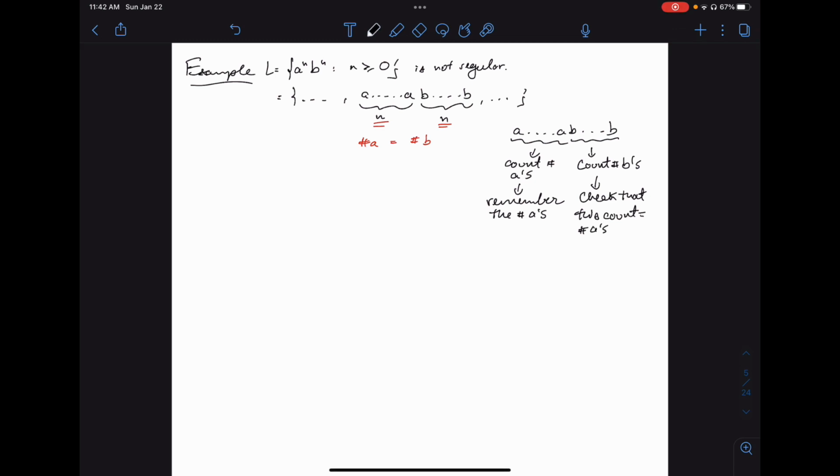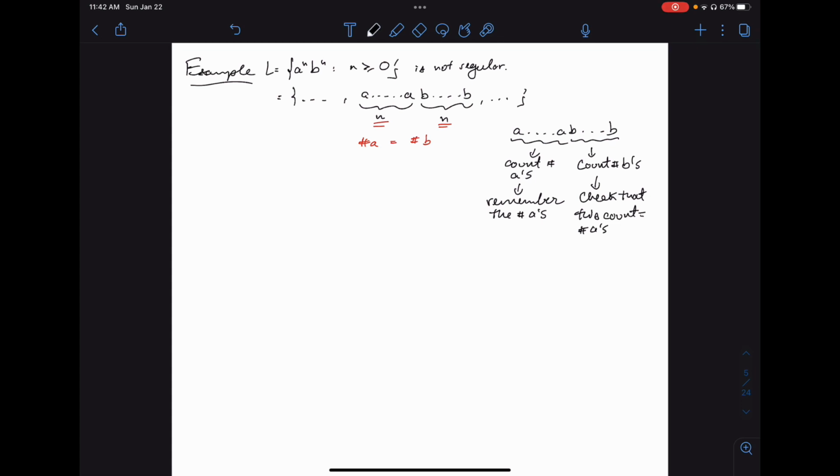Well, remember here, n can be anything. You can have an arbitrarily long string. And so what this means is that as a human, I need to be able to remember any number of A's that I see. So if I see five A's, then I have to remember that I saw five A's. And then when I see the B's, I have to count the B's and check that this corresponds with the number of A's that I've remembered.